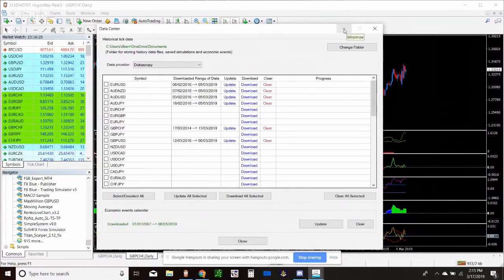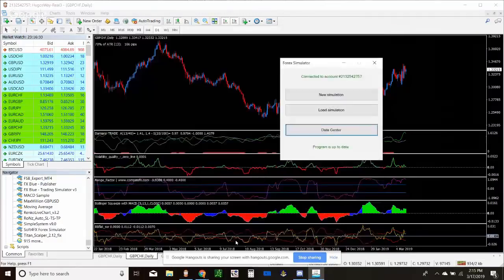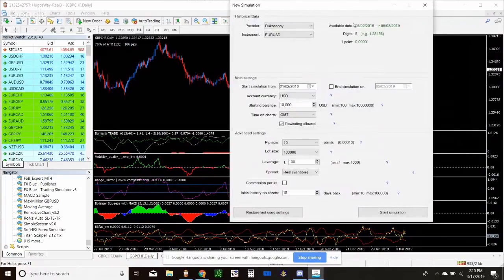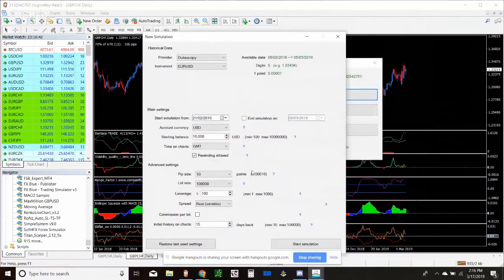All right, so let's go ahead and get started. I just downloaded the data for GBP/CHF, which is what we're going to use today. I'm going to start a new simulation so that we can get indicators loaded on the chart.